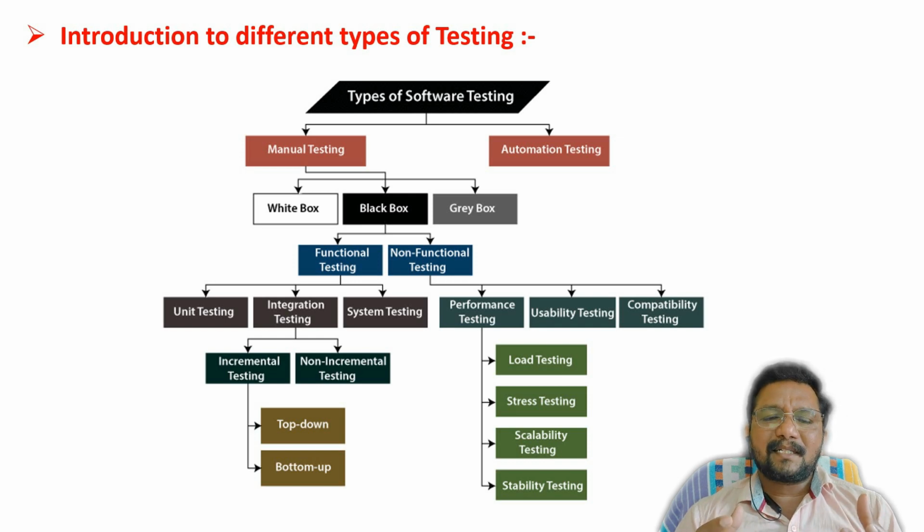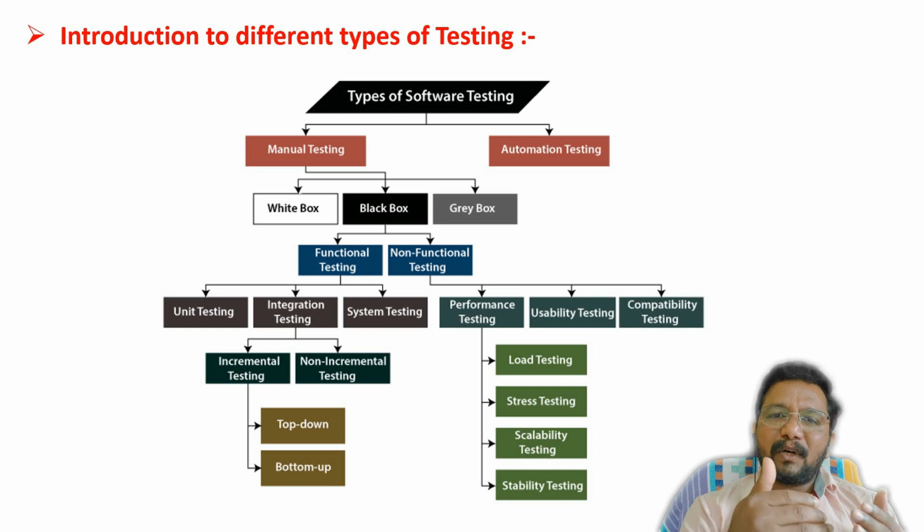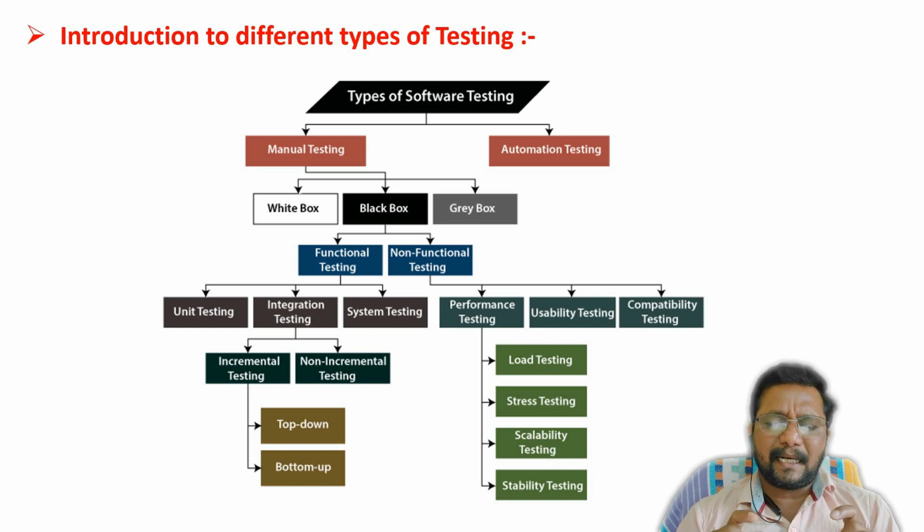Scalability testing in the sense what? How far the application is meeting the requirement as it grows. That is called scalability. And stability: even if I open and close the application n number of times, open and close, open and close, n number of cache and cookies will be downloaded. Though, the system should work properly, the software should work properly. That is called stability.